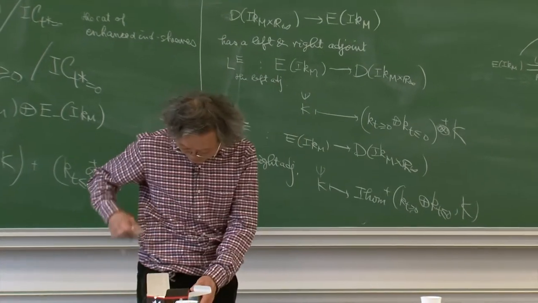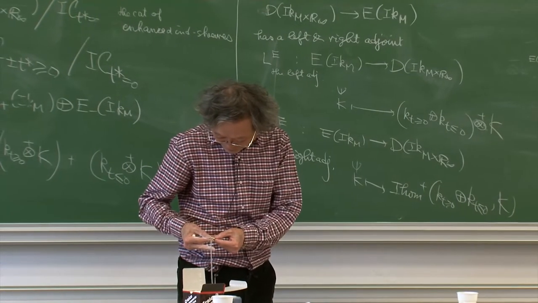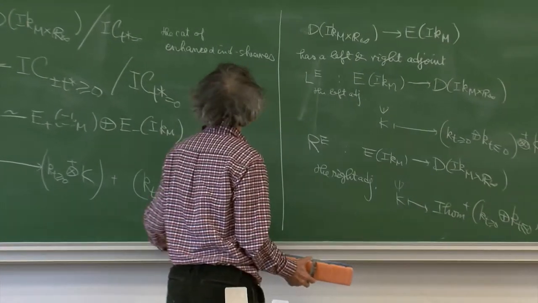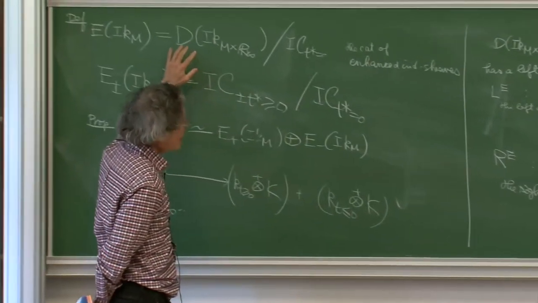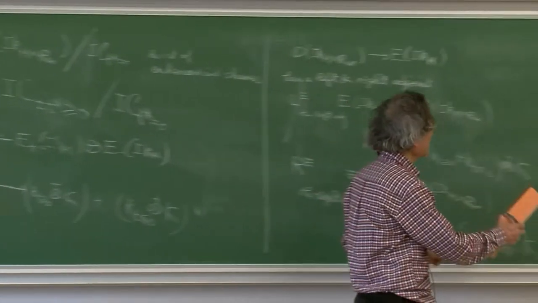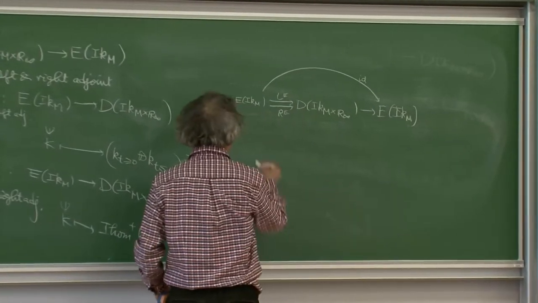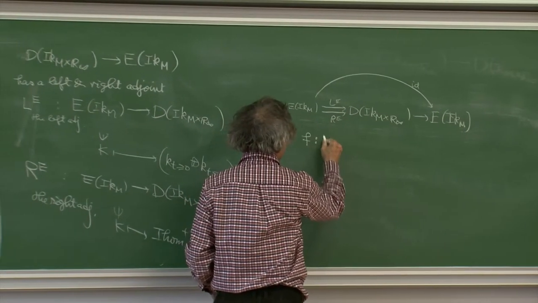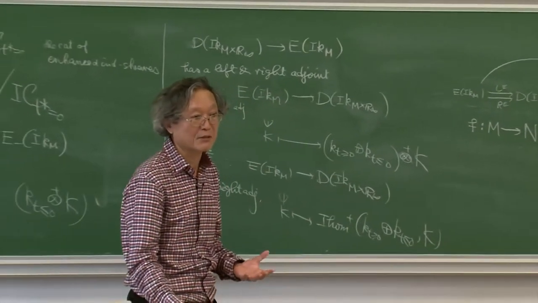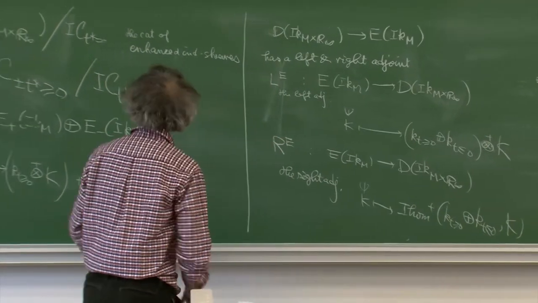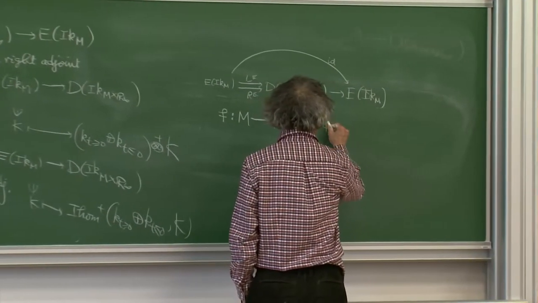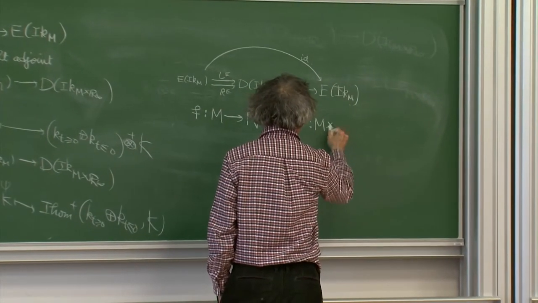Yeah, so the next step is, so this category also behaves similarly to the usual category. It means, assume that there is a map, M to N, then you can define the pullback and push forward for the enhanced indsheaves. So that is rather easy because you consider the product map.